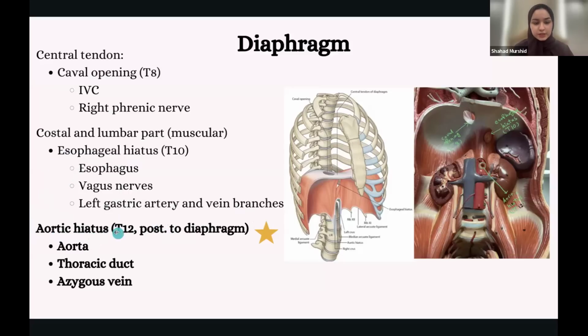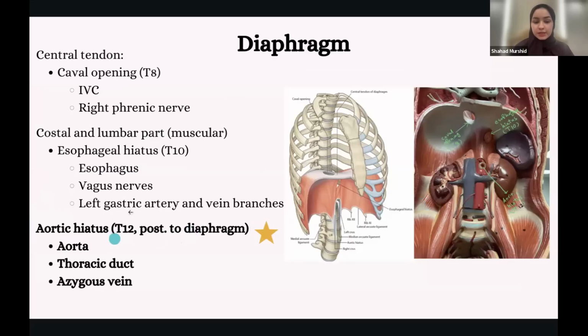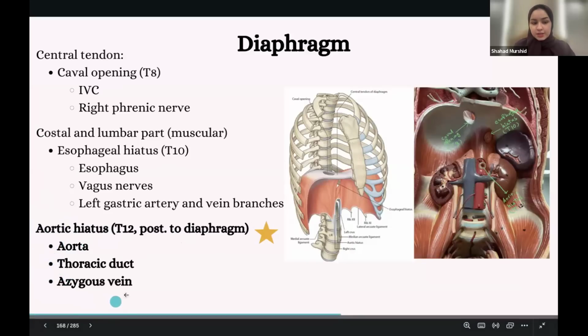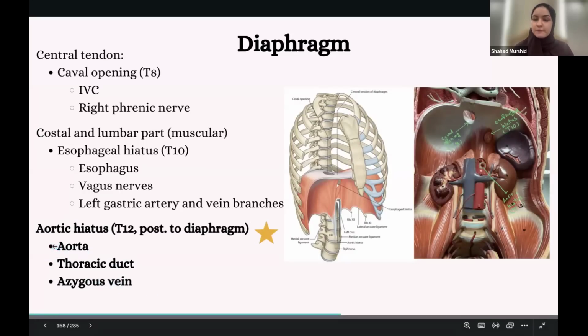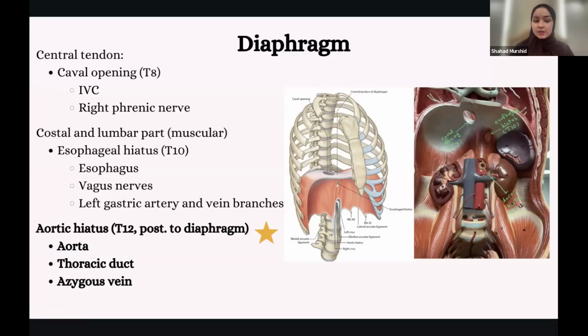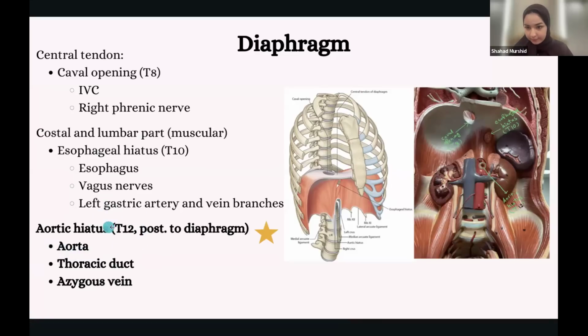And then you have the aortic hiatus, which is at T12. The aortic hiatus is posterior to the diaphragm, as you can see here. The things that go through the aortic hiatus are the aorta, thoracic duct, and the azygous vein. I feel like we've repeated this concept so many times in different parts, which should really emphasize how important this is. These are all posterior structures, the aorta, the thoracic duct, and the azygous vein. They all run together in the aortic hiatus. At which level? T12.